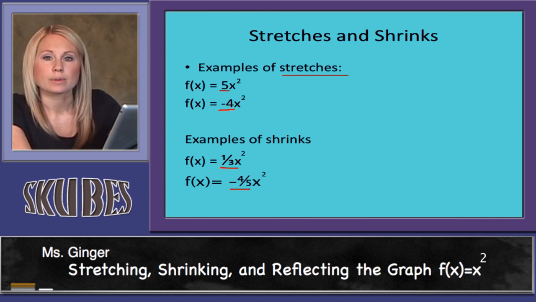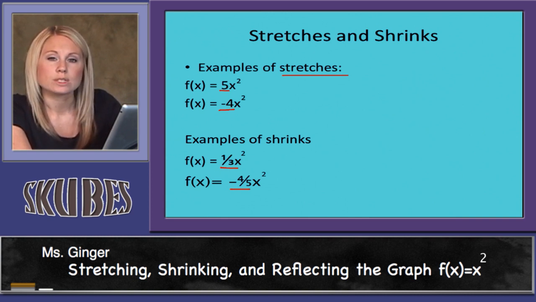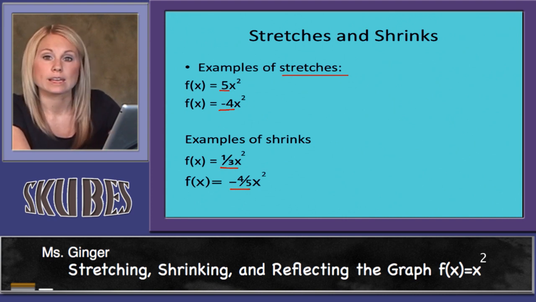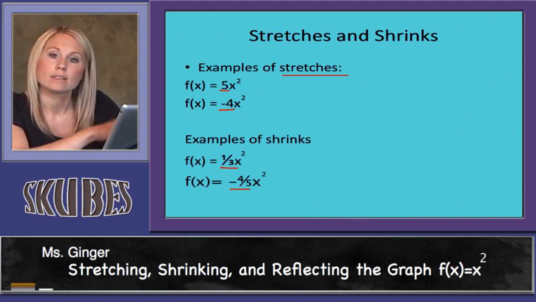The negatives come into play for the reflections. If you do see a negative sign there, what that's going to do is flip the parabola down over the x-axis. So it'll be opening the other way.